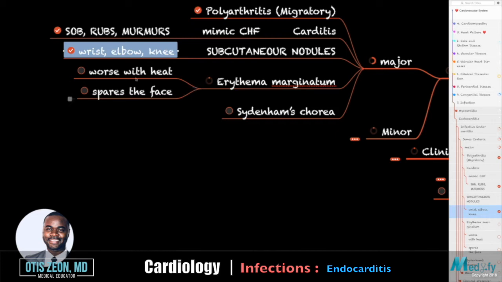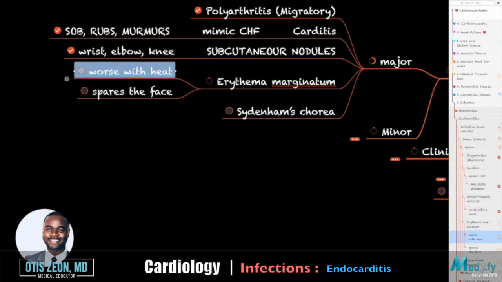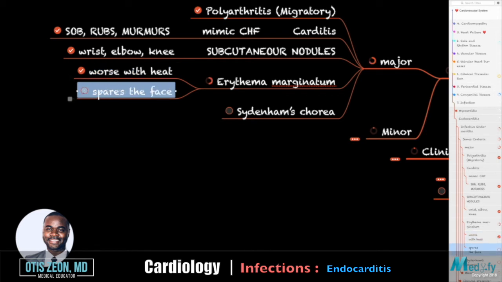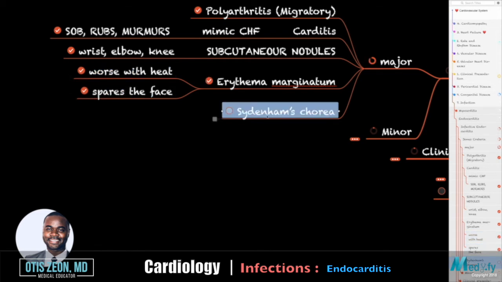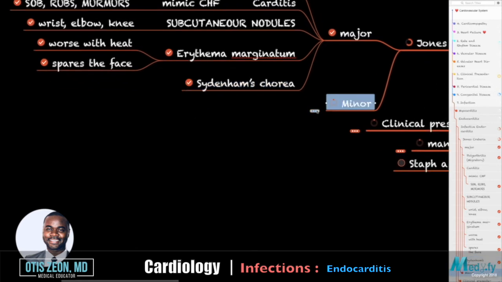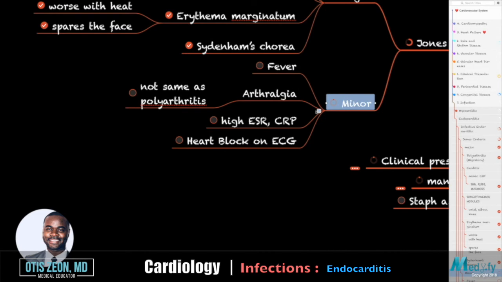These individuals have areas that appear on different parts of their body that are worse with heat, and it usually tends to spare the face. An individual may also present at a later stage with Sydenham chorea, which is basically a choreiform movement, kind of like Huntington disease, but in this case it's a young child and is associated with rheumatic heart disease. Minor criteria, again, are minor, so they'll be mostly supporting things in the clinical vignette, and they're not specific for this disease. That's why they're minor.